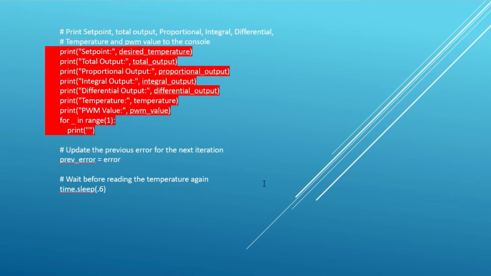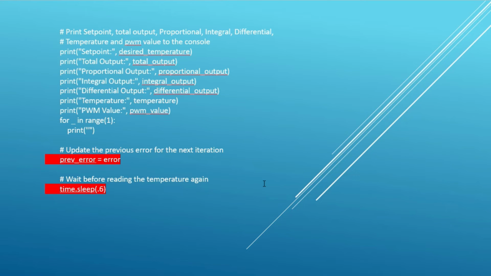Here, all the pulse width modulated variables are printed to the Thonny terminal so that we can see the PID's control process or progress. Last but not least, a new previous error is established and a small time delay is generated before the next iteration. So now we'll go and look at a live demonstration of the PID control system at work.